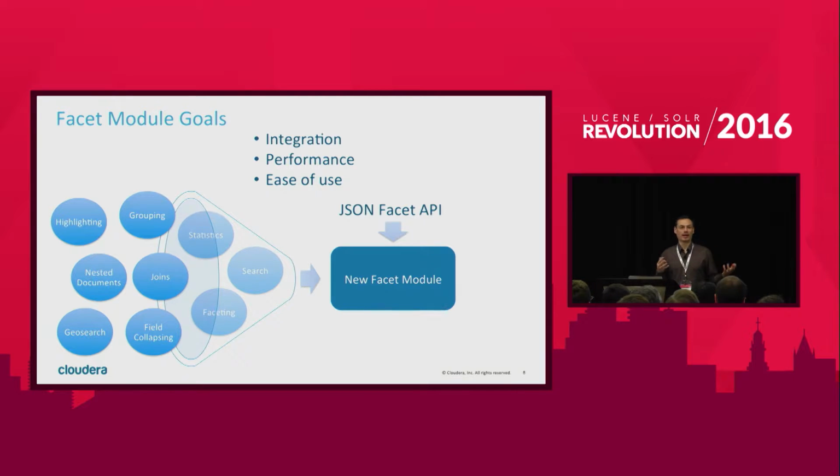So basically, backing websites where you have a mass of queries coming in all the time, and you have to have low latency because it's interactive. Somebody clicks on a link and they want to see the results right away. And the other part, of course, is the ease of use, having a unified API to access all this functionality, and that's what I call the JSON Facet API.